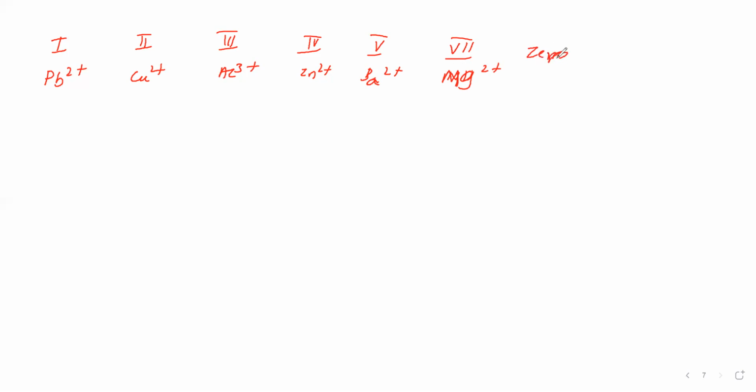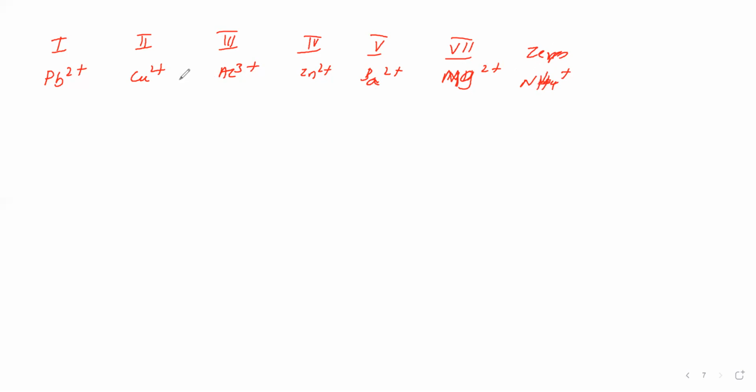The first group contains cations, one example being Pb2+. The second group contains one example, Cu2+. The third group contains one example, Al3+. The fourth group contains one example, Zn2+. The fifth group contains one example, barium. The sixth group contains one example, magnesium. And the zero group contains ammonium. Like this it is there.